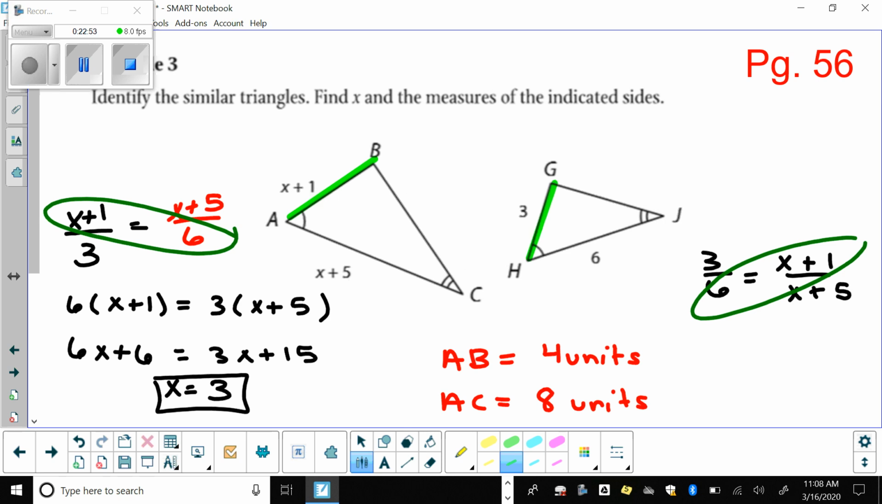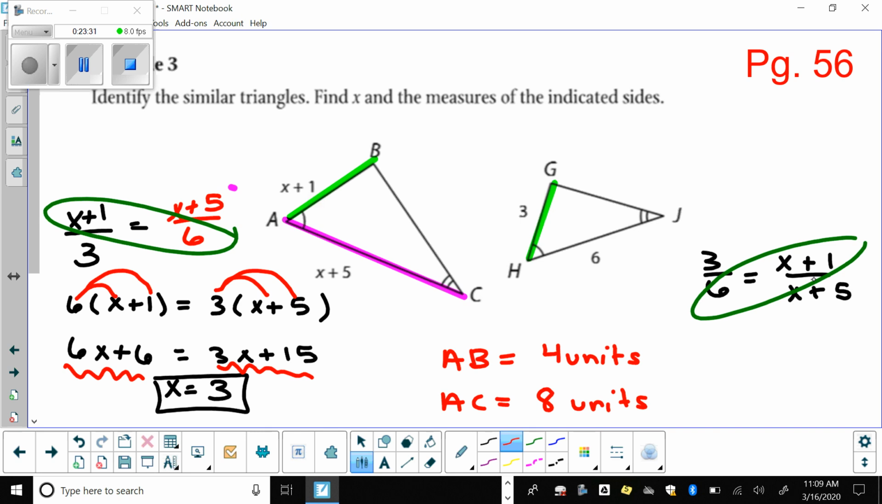Oh, they gave me side AC, which we're calling X plus 5. And AC corresponds with the smaller triangle side length of 6. So here you go. Here's my proportion. Once again, cross multiply. I am being purposeful. I am using parentheses over here. 6 times X plus 1, to remind you guys, please distribute that 6. That's how I get the following. Likewise here. And then just some basic algebra. Solve for X, and X is 3.